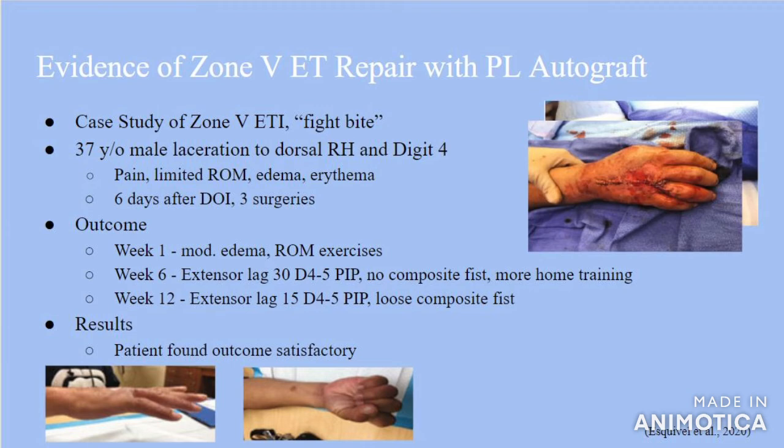At week 12, his PIP extensor lag was reduced to 15 degrees in digits 4 and 5, as seen below. He was also able to make a loose composite fist. He found these results satisfactory, and it was positive that he did not experience any adhesions or further infections.